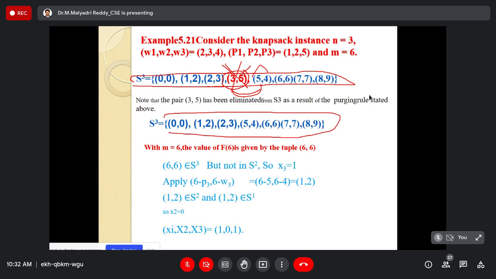So from this, what is the best feasible solution? (8,9) has the maximum profit of 8, but the weight exceeds the capacity. Then (7,7): the weight is 7, but our knapsack capacity is only 6, so we remove that one. So for the next, with weight capacity 6, the maximum profit is 6. So this is the feasible solution for the criteria function as well as the constraints with respect to weight and profit. This is the best solution.